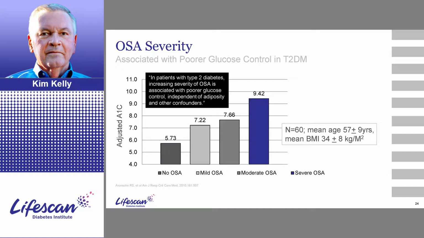OSA severity is also related to how good a control you have in type 2 diabetes. In this particular study, they categorized the obstructive sleep apnea as none, mild, moderate, and severe, and subdivided the individuals based on those categorizations. And if you look at the average A1C of individuals who had severe OSA, it is significantly higher, obviously, than even people who had mild obstructive sleep apnea. So the worse the severity of OSA, the higher your A1C is likely to be.